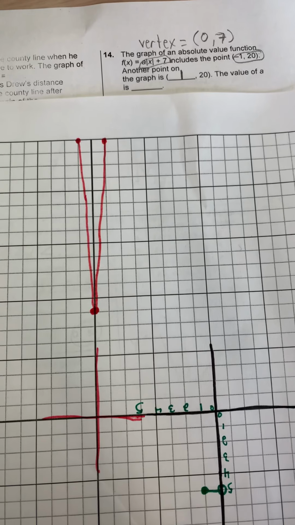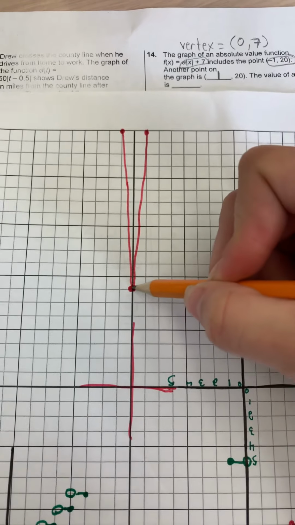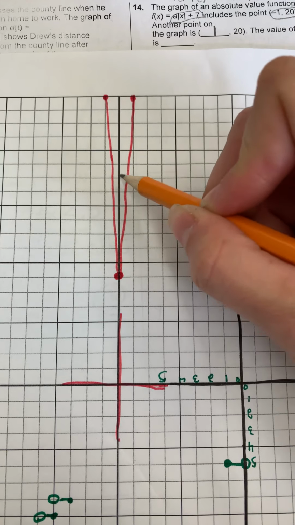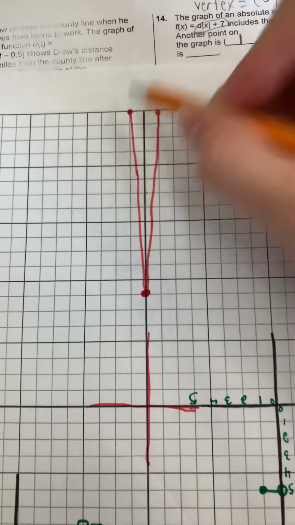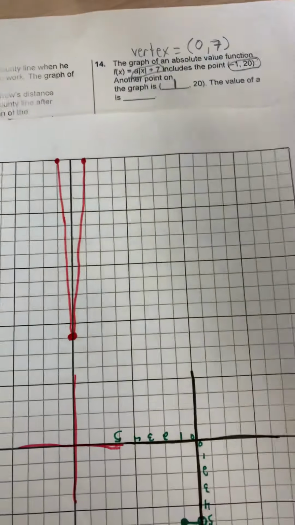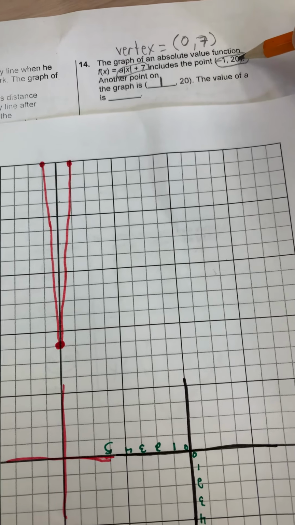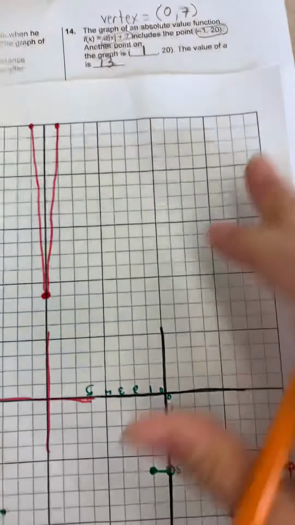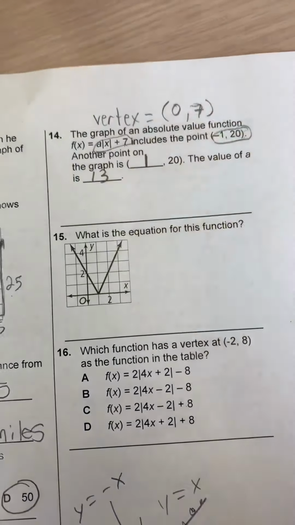The value of a, that's my slope. Now I can easily see it now that I have a graph. 1, 2, 3, 4, 5, 6, 7, 8, 9, 10, 11, 12, 13 over 1. You can also see that here because it went from 0, 7 to negative 1, 20. So it went up 13. You could even use those two points and use the slope formula if you wanted. 20 minus 7 over negative 1 minus 0.